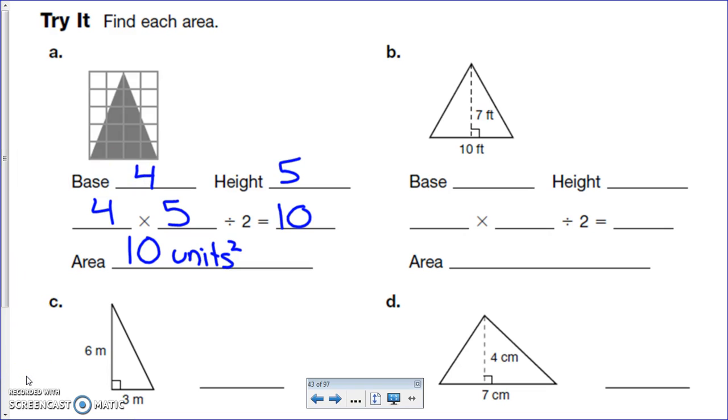For B, they've given us the base and the height. So we know the base is 10 feet and the height is 7 feet. So now we're going to multiply 10 times 7, which is 70, divided by 2, which gets us 35. So the area of our triangle is 35 feet squared.